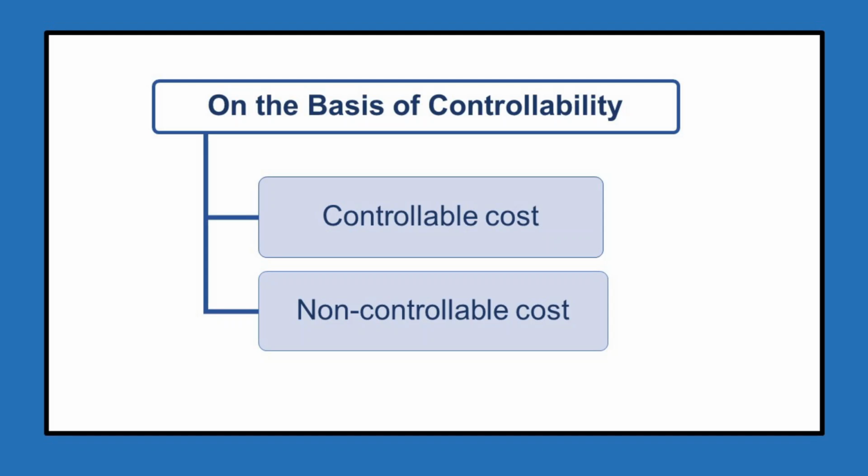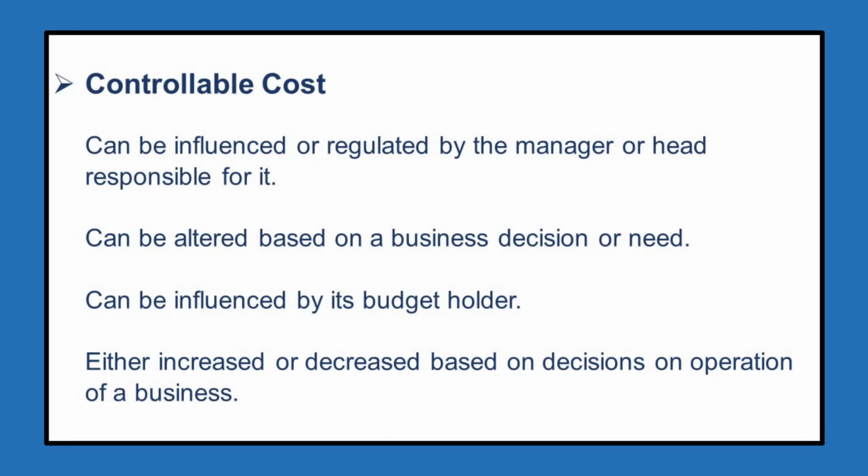Cost, when categorized in relation to persons regulating them, can be classified as controllable cost and non-controllable cost. Controllable cost is one that can be influenced or regulated by the manager or head responsible for it. The Chartered Institute of Management Accountants of London defines controllable cost as the cost which can be influenced by its budget holder. These costs can be either increased or decreased based on decisions on how to operate business.